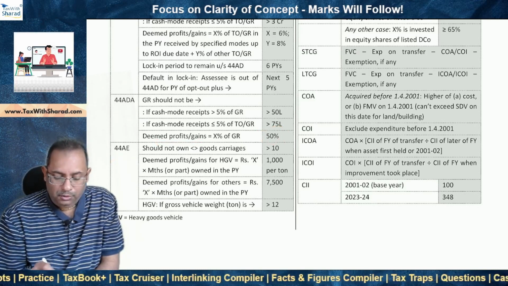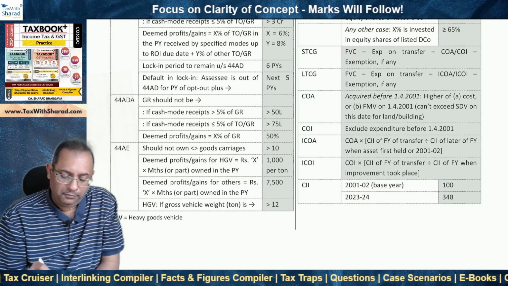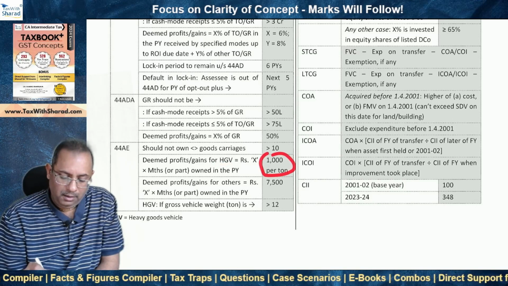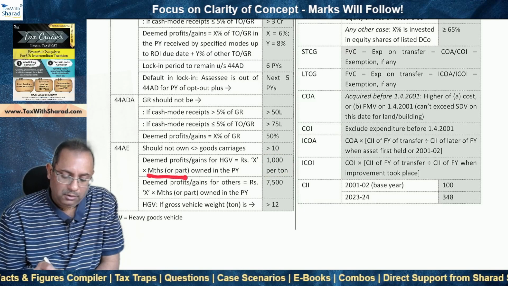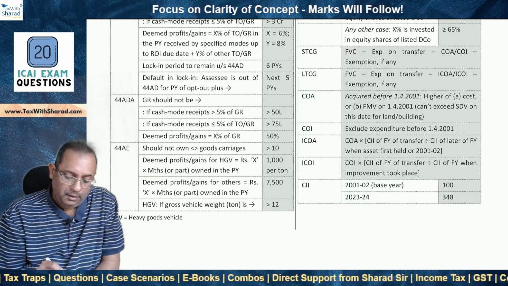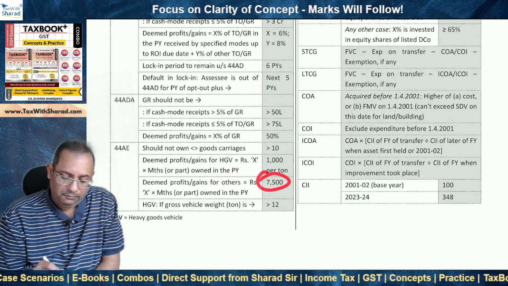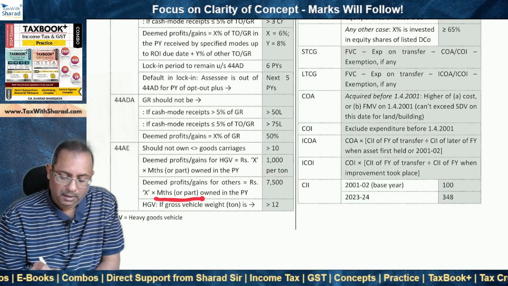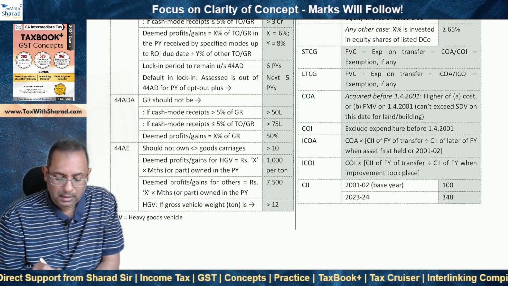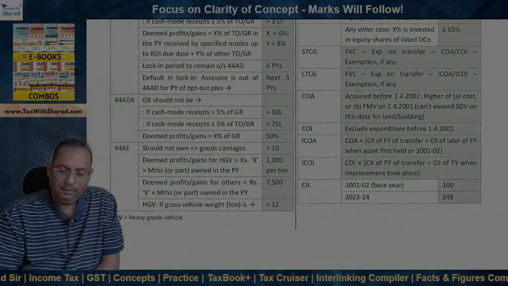44AE: the SSE should not own more than 10 goods carriages. Deemed profit and gains in this case for HGV, that means heavy goods vehicle, is rupees 1000 per ton of gross vehicle weight per month or part of a month owned while the HGV is owned in the previous year. Deemed profit and gains for other vehicles is rupees 7500 for every month or part of a month while such vehicle is owned in the previous year. HGV means heavy goods vehicle if the gross vehicle weight is more than 12 ton.